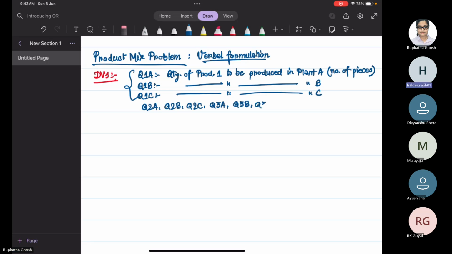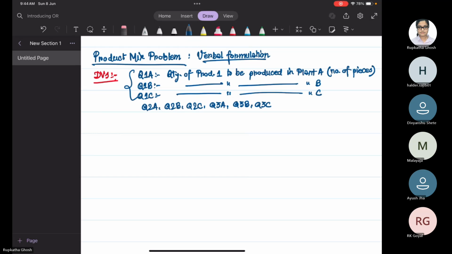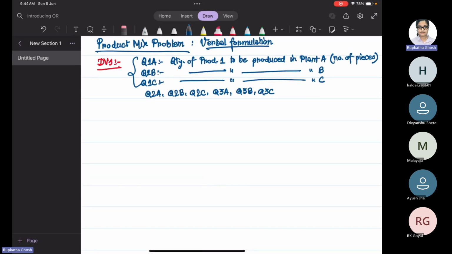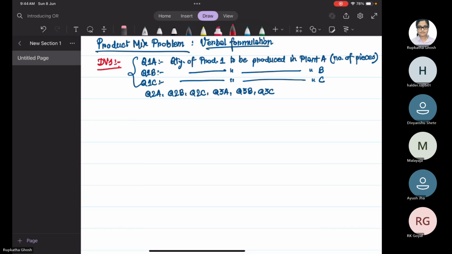So is there a total of 9 constraints for this? 9 decision variables, yes, as of now. Is the decision variables part clear? Yes, ma'am, clear. So after this, what is the next thing that you will have to do? Constraints, right.